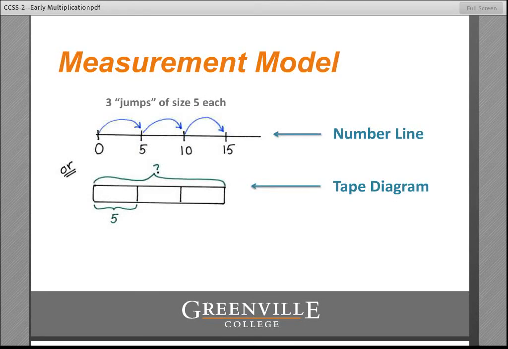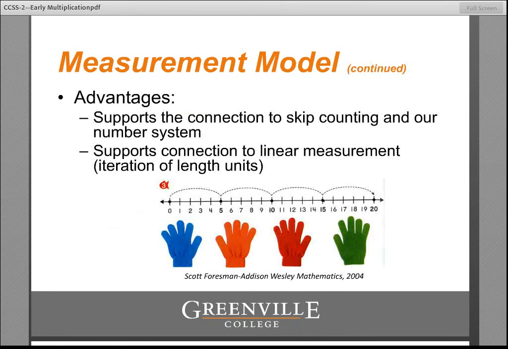The measurement model uses length as a tool for making sense of multiplication, and this can be done by modeling on a number line using the number of groups as the number of jumps, and then the step size of each jump as the number within a group. And a tape diagram can also be used to model multiplication, and that model plays into some really useful and advanced problem-solving strategies as children progress in multiplication and as the problems get more difficult. So that tape model is also very, very helpful and would be an example of this measurement model that kind of uses the idea of length as a model for it.